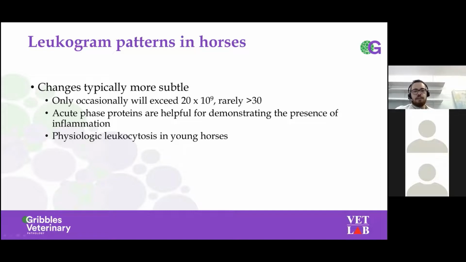So for horses, your leukogram changes can be quite a lot more subtle than they are in dogs and cats. You often don't see a particularly severe leukocytosis or neutrophilia, and left shifts are fairly uncommon as well. So even a mild neutrophilia in a horse can indicate quite significant inflammation. And if you have established inflammation or an appropriate bone marrow response, your neutrophil count can pretty easily be within reference interval. So it can be difficult to demonstrate the presence of inflammation in horses just with a white cell count or a leukogram, and this is where acute phase proteins really come in handy. And again, a physiological leukocytosis is something to consider in young horses.